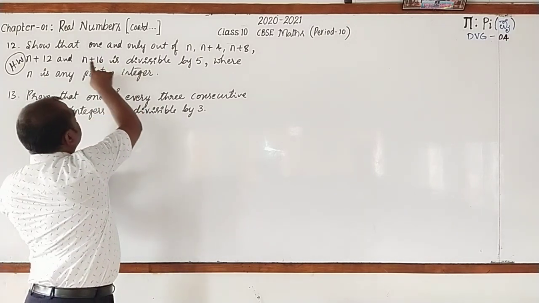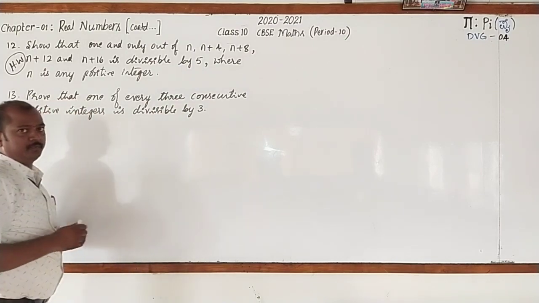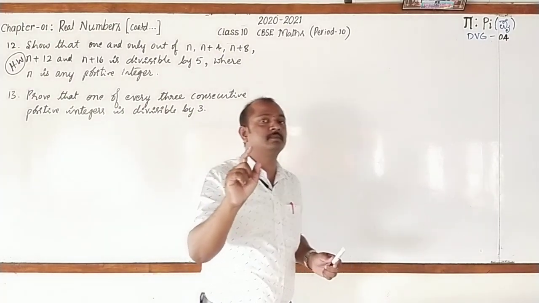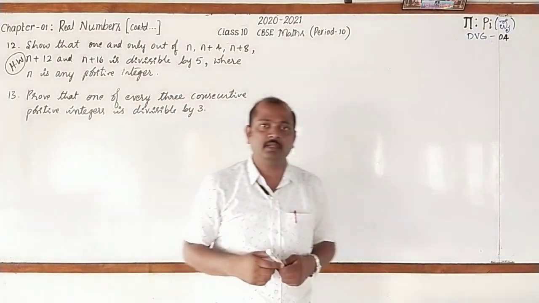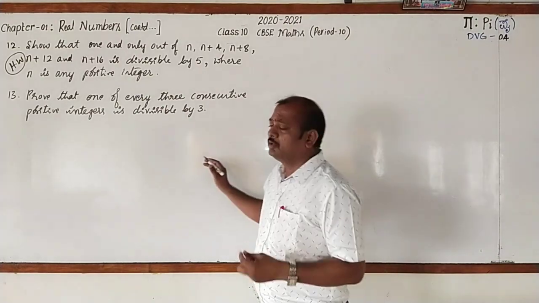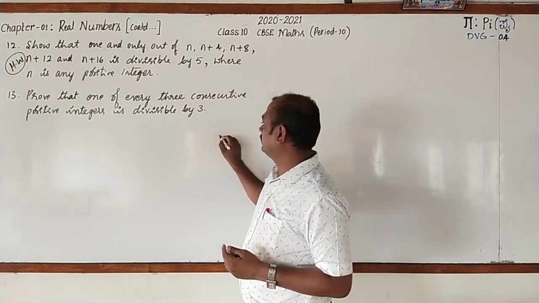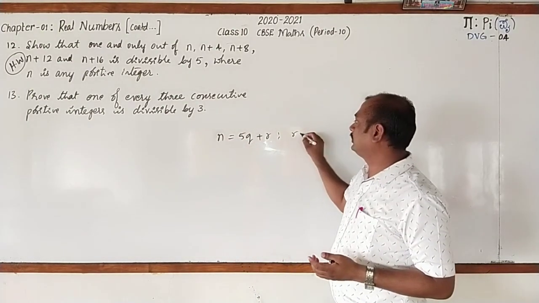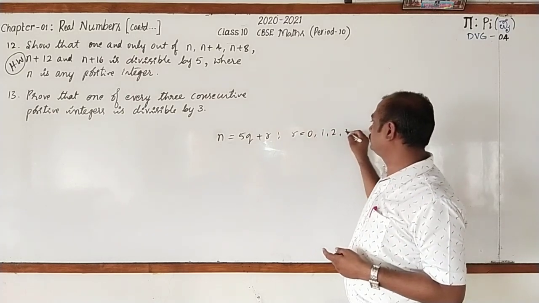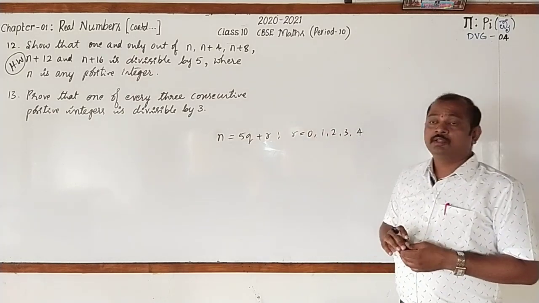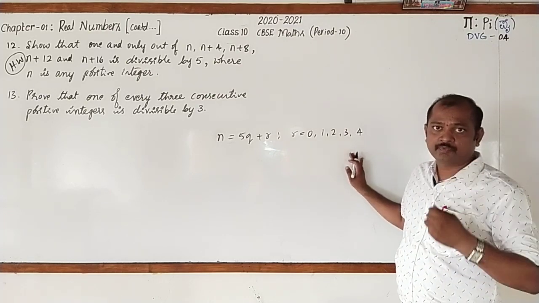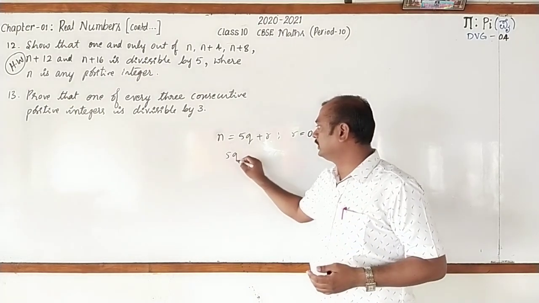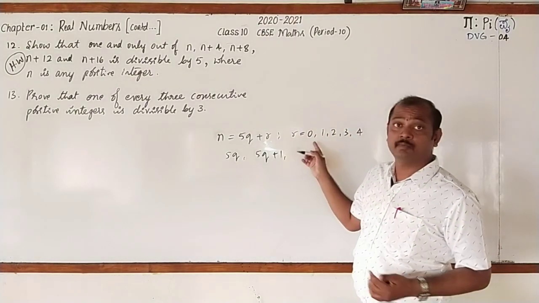See, as you are going to prove that any one of these is divisible by 5. If n is any positive integer, it means there may be numbers which are divisible by 5 and which are not divisible by 5, right? Then in general, you can write n is equal to 5q plus r. What is r? r equals the possible remainders 0, 1, 2, 3 and 4. Then the positive integers may be in the form of 5q, 5q plus 1. How? Based on these values.